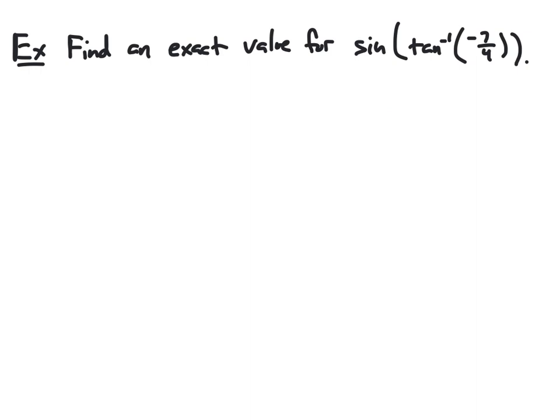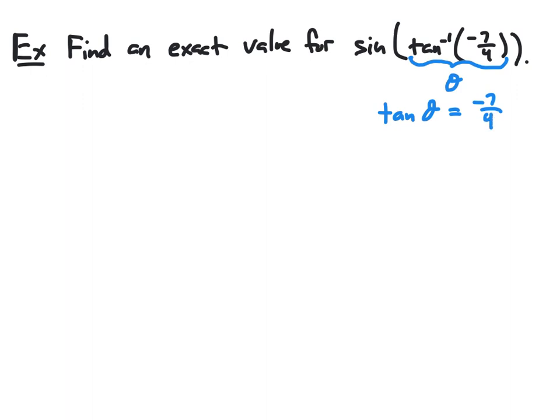Our last example here, we want to find an exact value for the sine of the inverse tangent of negative 7/4. And we're going to follow a very similar strategy to the previous example, although we have to pay attention to one small detail. In particular, that the value of the tangent here is going to be a negative number, negative 7/4. So following along like the previous example, we're going to let theta be this angle, the inverse tangent of negative 7/4. And we know that that means that the tangent of theta will be equal to negative 7 over 4.